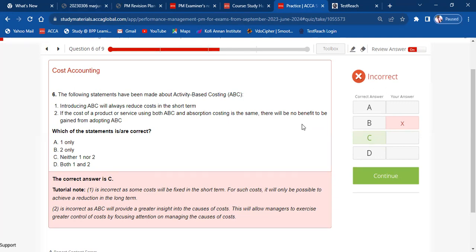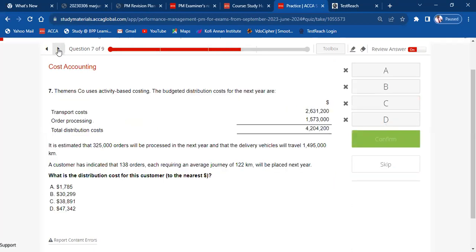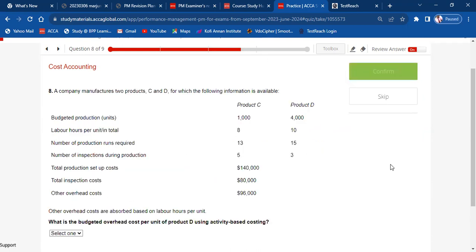Okay, I've got 2 minutes remaining. Question 7: what is the distribution cost for the customer? I may not have to do this with you. You've got total distribution costs split between transport and order processing. You've got to work out transport and order processing and analyze the two to give you the total distribution cost. So the question is not about only transport costs or order processing, it's about distribution costs. You've got to do the 2 and add up. Then let me skip this because of time.